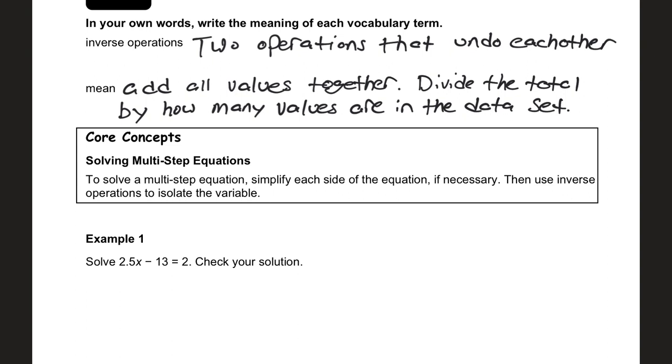Then we have a core concept here. It says to solve a multi-step equation, simplify each side of the equation if necessary. Then use inverse operations to isolate the variable. So steps here, simplify each side. That means combine like terms, do your distributive property. Then do inverse operations to get your variables on one side, your numbers on the other, so we can solve.